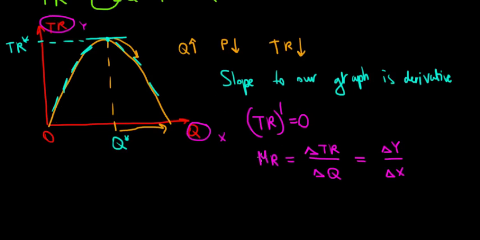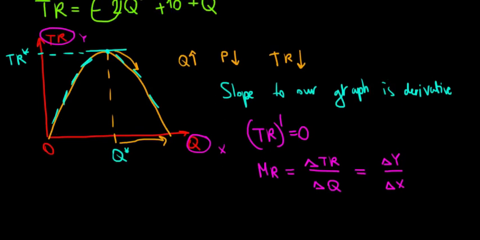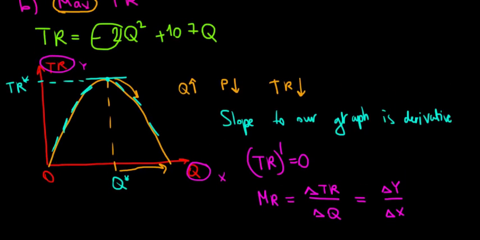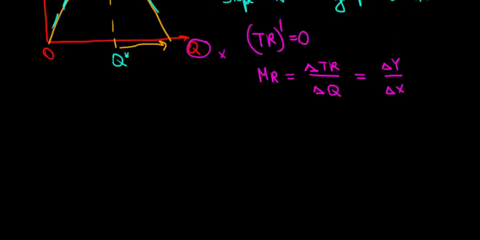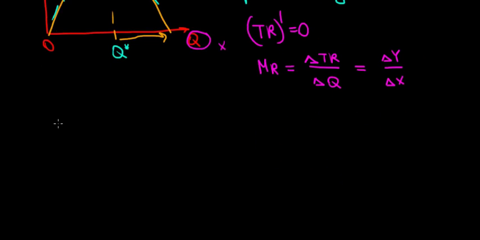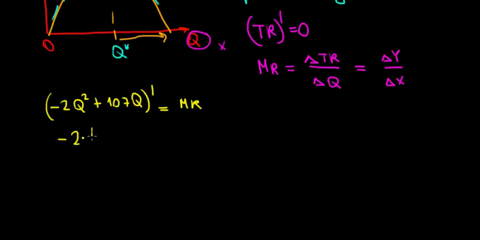Now the marginal revenue. How can we calculate the marginal revenue? We have to differentiate the total revenue, which is minus 2Q squared plus 107Q. So let's do it. The derivative of minus 2Q squared plus 107Q is equal to the marginal revenue. Minus 2Q squared, that's equal to minus 2 times the derivative of Q squared, that's just 2Q. Plus, what is the derivative of 107Q? That's just 107, equals marginal revenue.